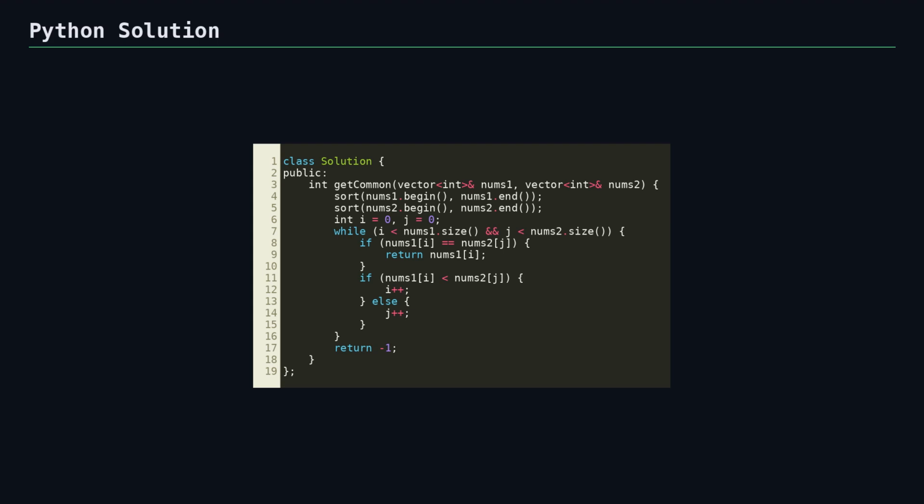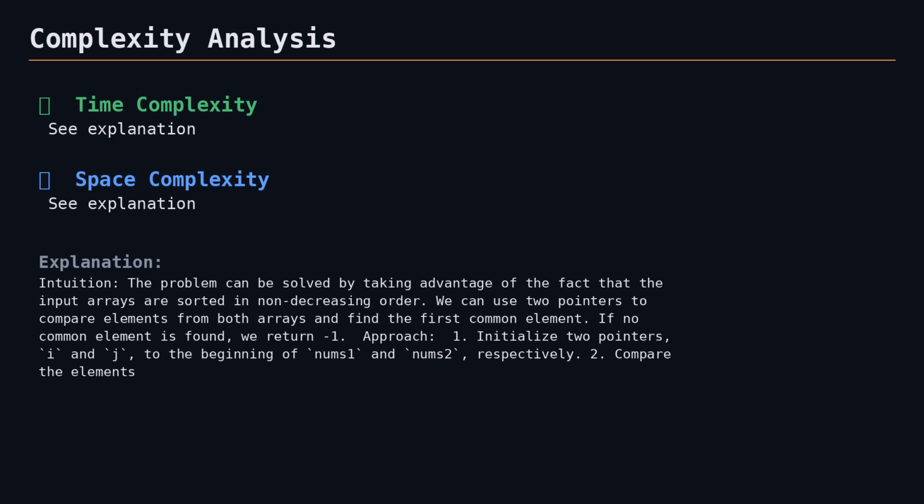We start by defining a class Solution with a method getCommon that takes two vectors of integers as input. First, we sort the input vectors using the sort function from the algorithm library. Then, we initialize two pointers, i and j, to 0, which is the beginning of nums1 and nums2, respectively. We enter a while loop that continues as long as i is less than the size of nums1 and j is less than the size of nums2.